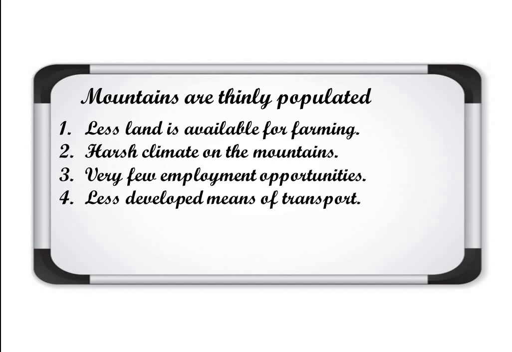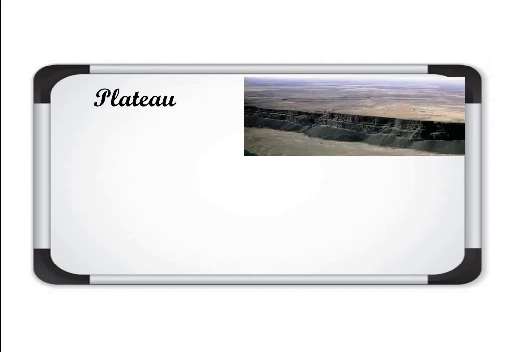Less developed means of transport. Obviously, due to the hilly regions, less developed transport is found in the mountainous or hilly areas. So these are the reasons why this area is thinly populated. The next landform is plateau. You can see it there in the picture also. As we know, this plateau is raised land.